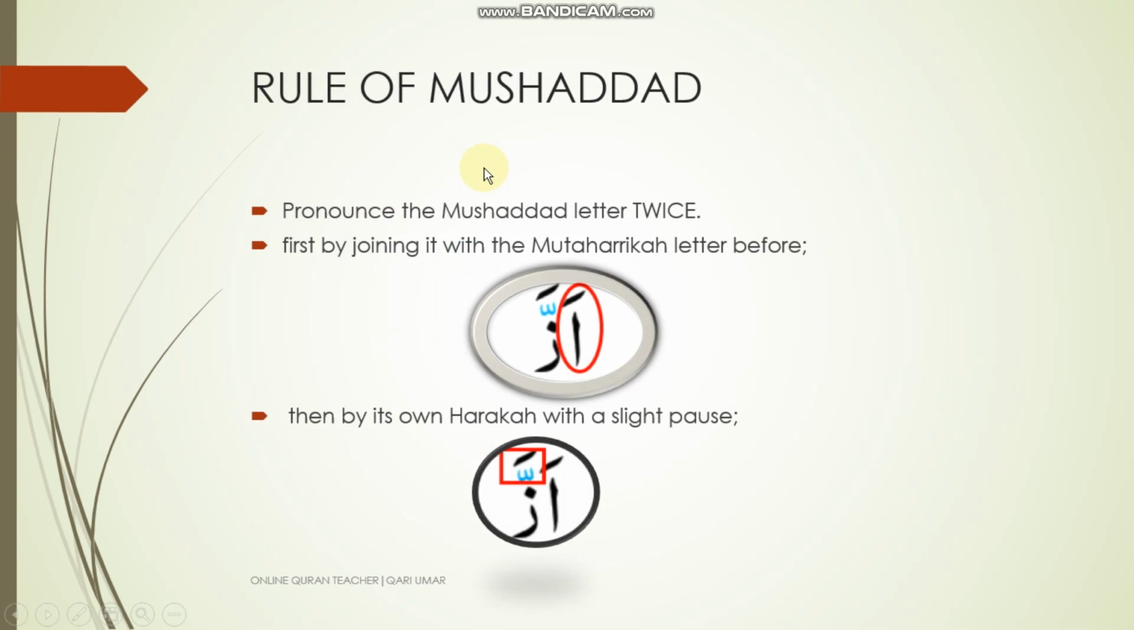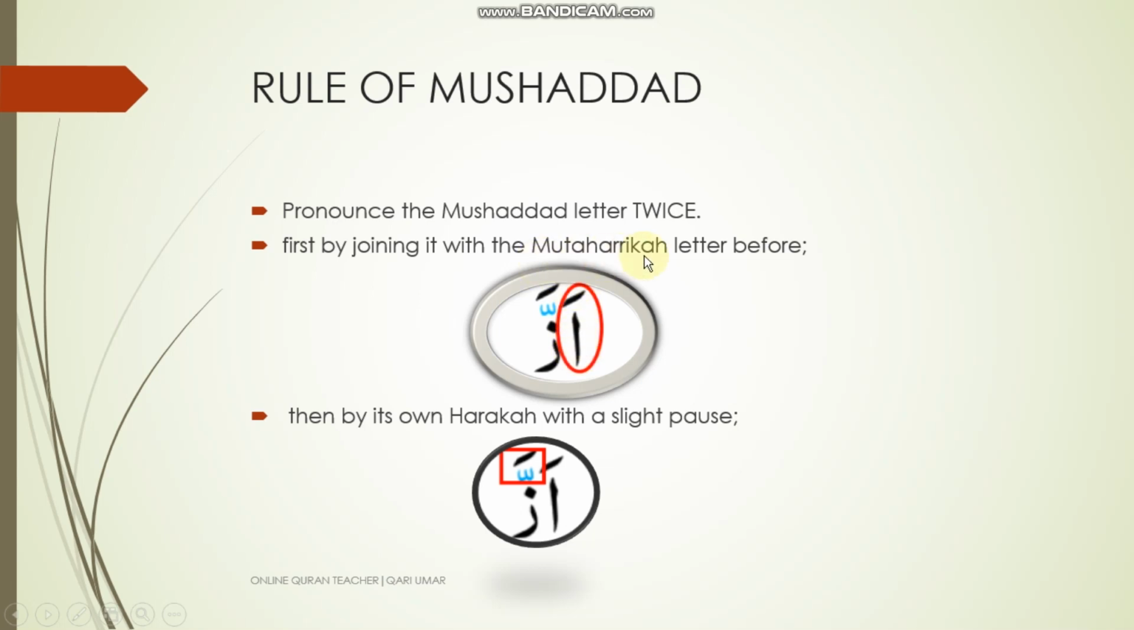The rule of Mushaddad is that the letter containing Tashdeed on it, you have to pronounce that letter twice. Two times you have to pronounce that letter. How? First you have to join the letter containing Tashdeed with the previous letter that will be present right before that one. First you have to read it by joining it with the mutaharrika letter that is before, as you can see on the screen.